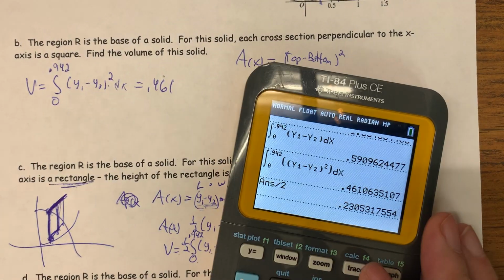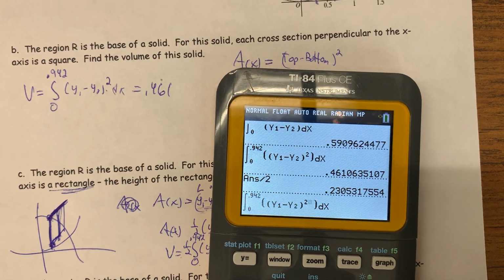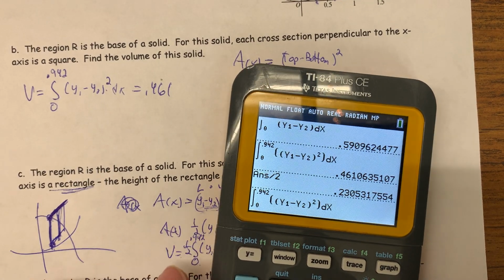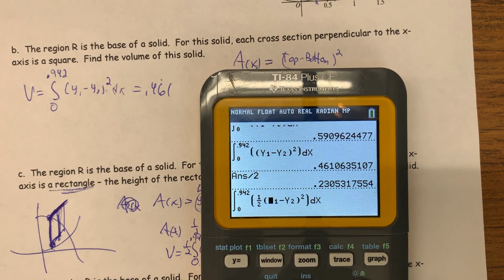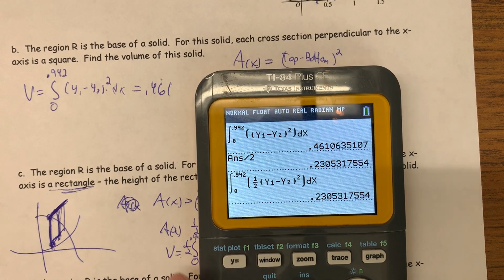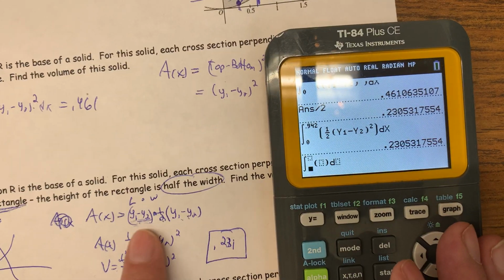Now, guys, could you have gone and set up an integral here that said, this is going to be 1/2 and it'll come out right? Of course you could have. Could you have not simplified it and left it like this?